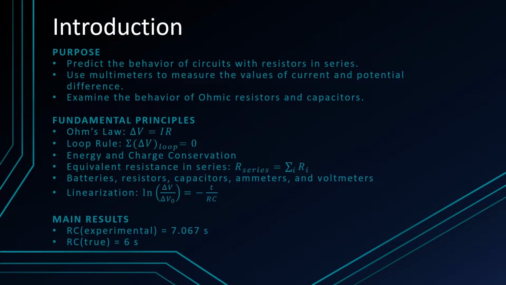One of the fundamental principles you need to understand is Ohm's law, which says that delta V equals I times R. Also, you should understand the loop rule, which says that the sum of all of the voltage drops across the loop is 0. Energy and charge conservation, equivalent resistance in series, which says that the total resistance of some resistors in series is equal to just the sum of the resistances. You should also understand batteries, resistors, capacitors, ammeters, and voltmeters, and how to linearize the data from the experiment as well.